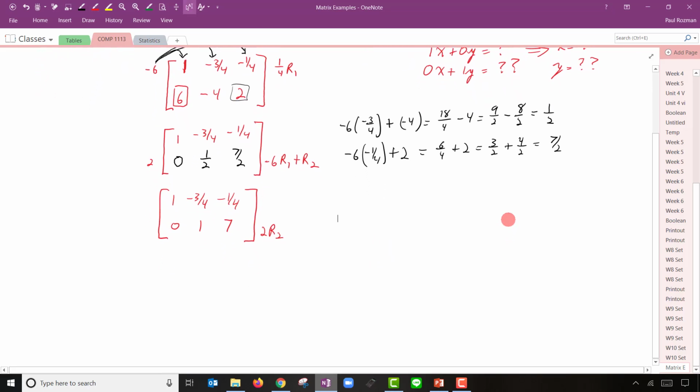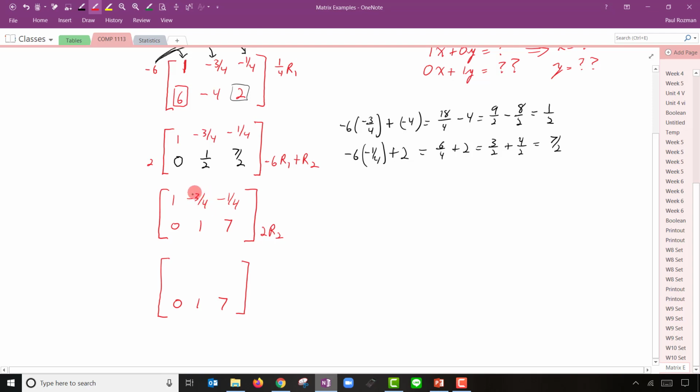Oh, we're almost there. We need to turn this -3/4 into a 0. And then we'll be done. So how do we do that? I'm going to leave the second row alone because it's done. I know that 0x plus 1y equals 7. I actually know that y equals 7 at this point. We're just now going back to try to figure out what x is.